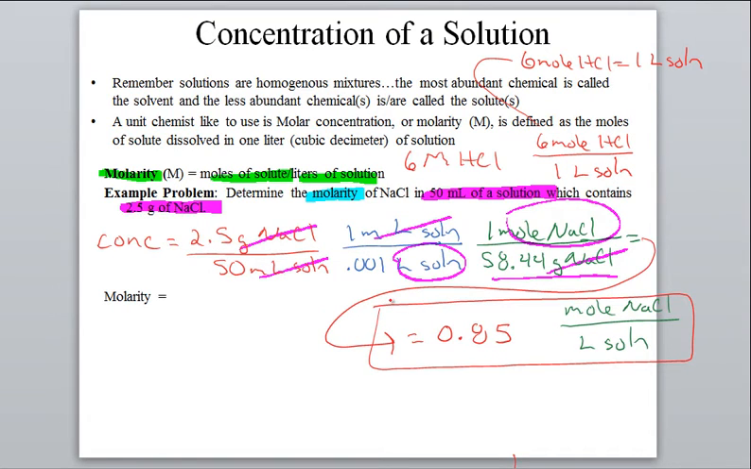Note, you can leave your answer like that, but we also need to be aware that you can use the big M to represent moles per liter. So if you wanted to, and often problems are given that way, you could have written it like this: 0.85 capital M, which means molarity, NaCl. And again, big M is an abbreviation for units. It means moles per liter.